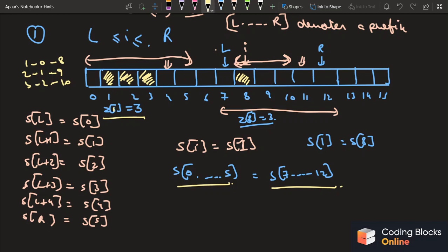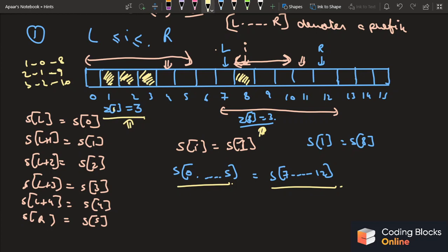There will be a second case, guys, and I'll also give you an example of it. So this is the first case, that z1 equals 3. If z1 equals 3, then z8 should also equal 3. Z8 cannot take any other value. Why? Because from 7 to 12, i lies inside L to R, and if i is 8, then it should also equal S1, because L to R is the prefix of this string, right?